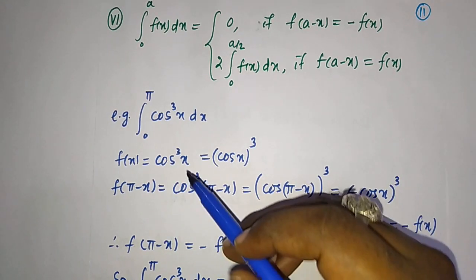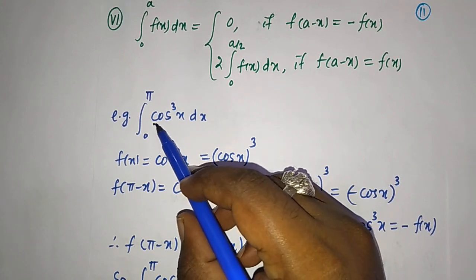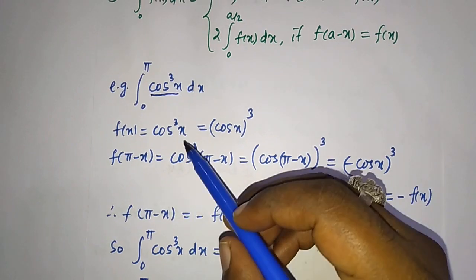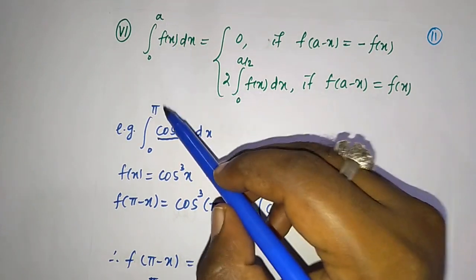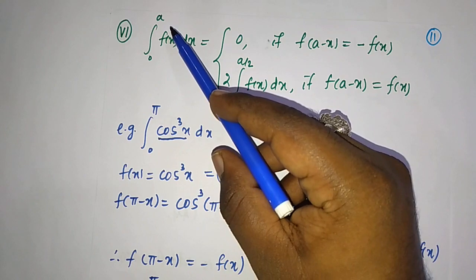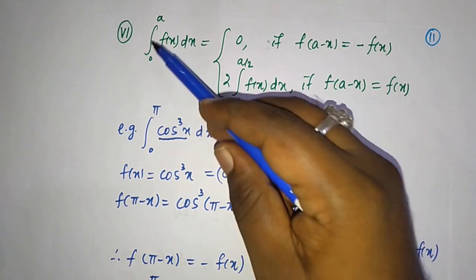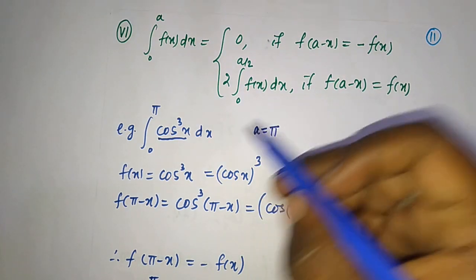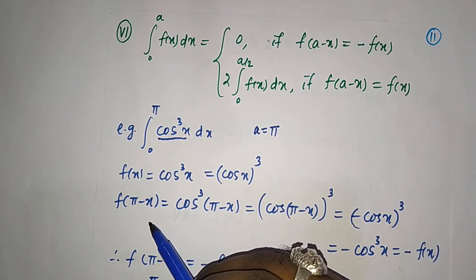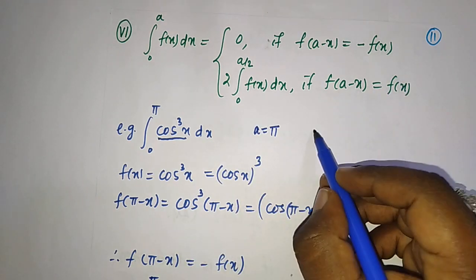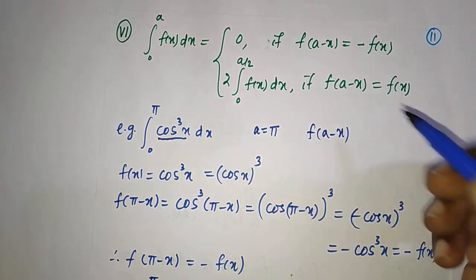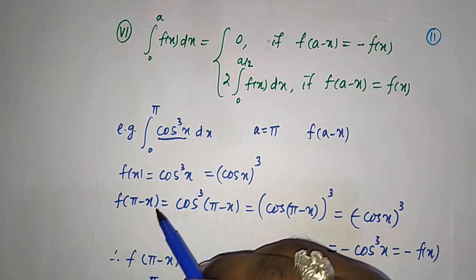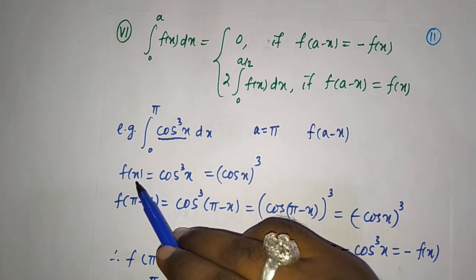Okay, let's see here. Here f of x is cos cube x. Cos cube x means cos x whole cube. Here a is pi. The upper limit here is pi, and in the property the upper limit is a. So a is equal to pi. So find f of pi minus x. Here we have to find f of a minus x, so since a is pi, we will find f of pi minus x. F of pi minus x means we will put pi minus x in place of x.